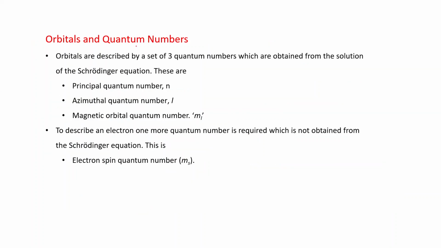Now come to the orbitals and quantum numbers. Orbitals are described by a set of three quantum numbers which are obtained from the solution of the Schrödinger equation: principal quantum number, azimuthal quantum number, and magnetic orbital quantum number. To describe an electron, one more quantum number is required which is not obtained from the Schrödinger equation, and it was proposed by another scientist: the electron spin quantum number. In simple terms, quantum numbers give the address of an orbital or the address of the electron in an atom.